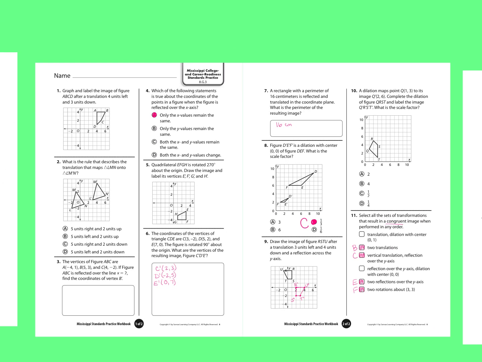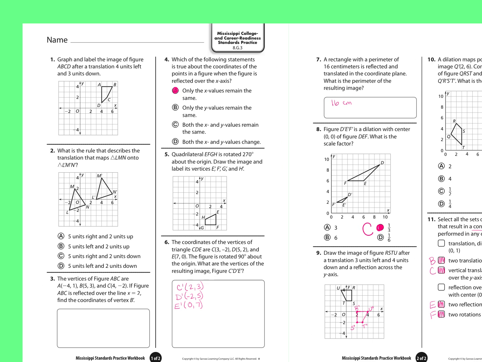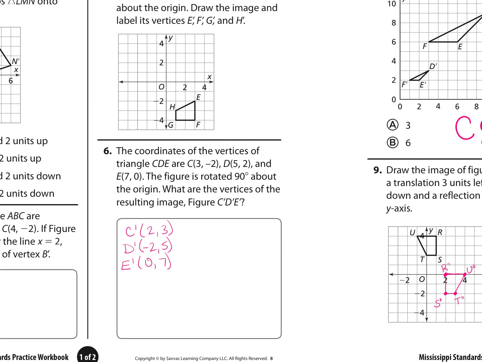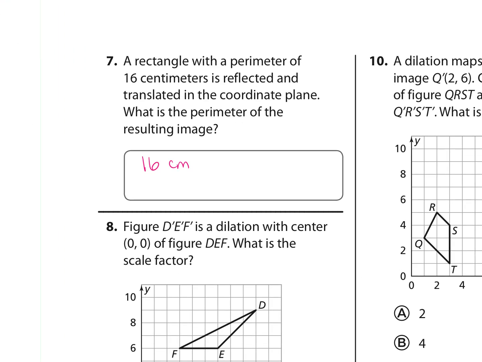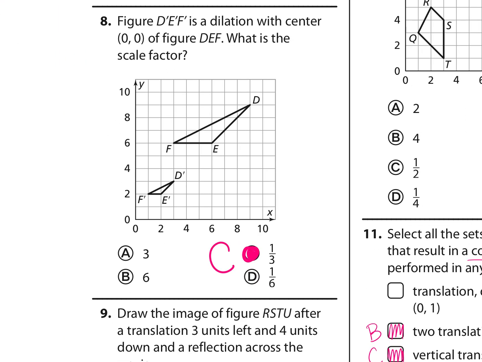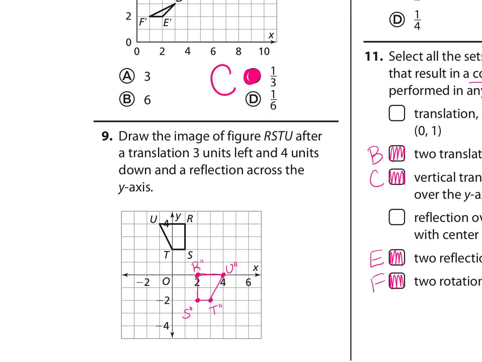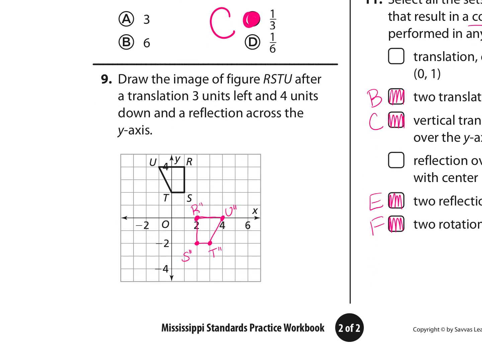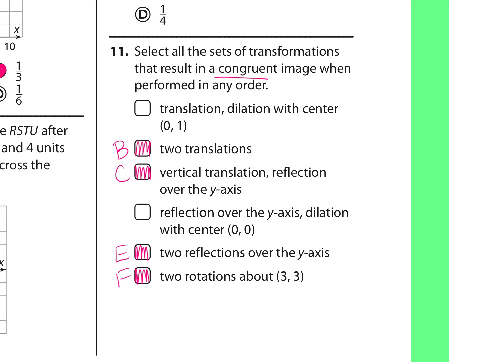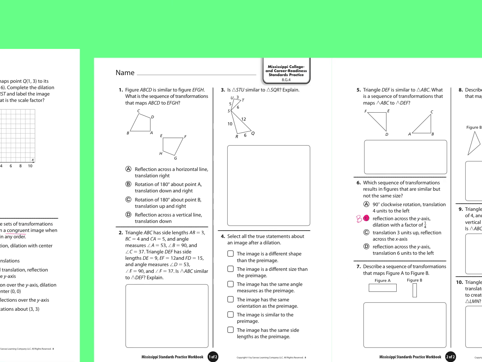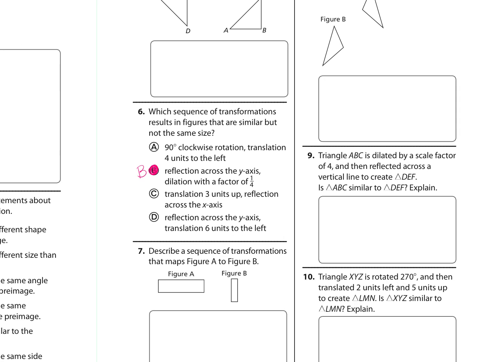Then G3, we had several questions. Number 4 was A. 6, C prime was 2, 3. D prime was negative 2, 5. E prime was 0, 7. Number 7 was 16 centimeters. 8 was choice C. 9, you can check your answer there. And 11 were the second, third, fifth, and last choices, so I'll label those as B, C, E, and F. G4, number 6 was B.